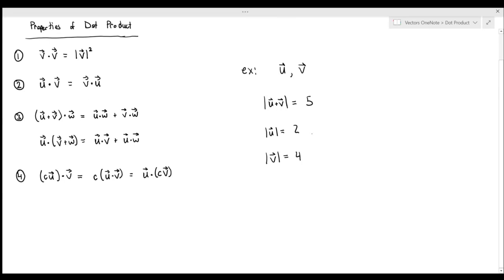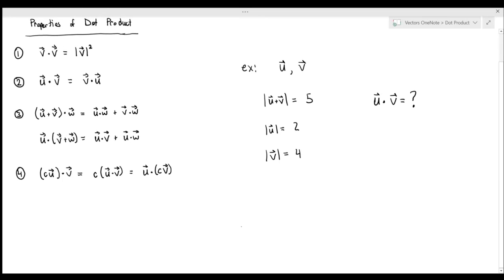Okay, so if I have these three pieces of information given, then it turns out we can actually recover the dot product of the vectors u and v. Let me illustrate how we can do that. What I'm going to do is start with the magnitude of the sum u plus v, and I'm going to consider its magnitude squared.